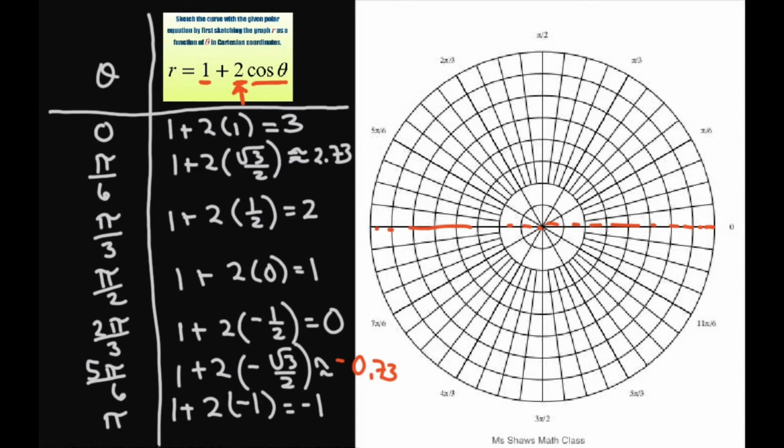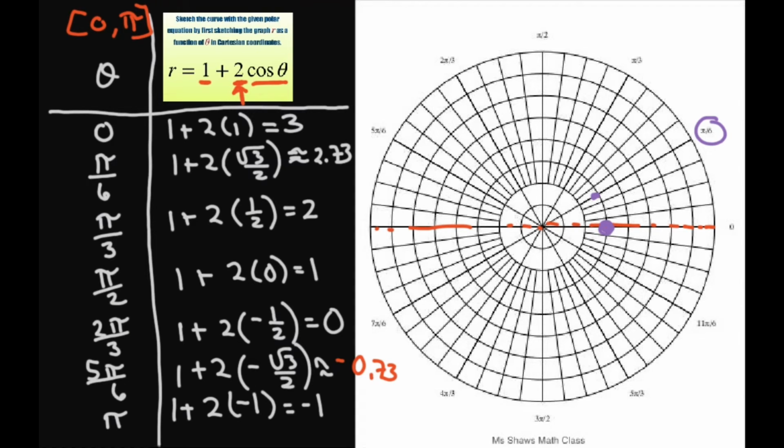So I'm going to just assign my values from 0 to pi, which I already did to save time. So I filled all this out for us, and we can just plot the points. So at 0, we're at 3. I'll put a big dot there, let me do a different color. At pi divided by 6, we're at 2.73, which is very close to 3.